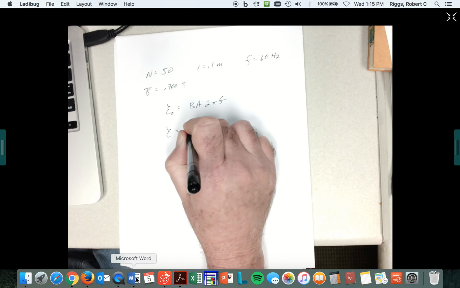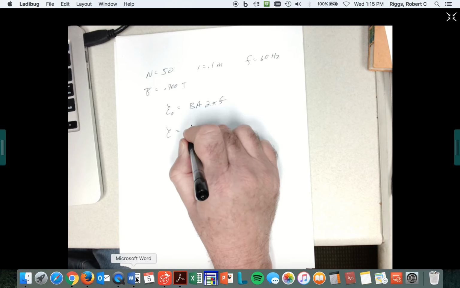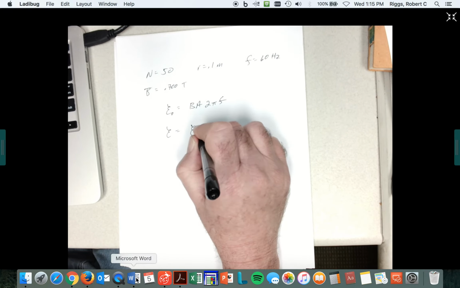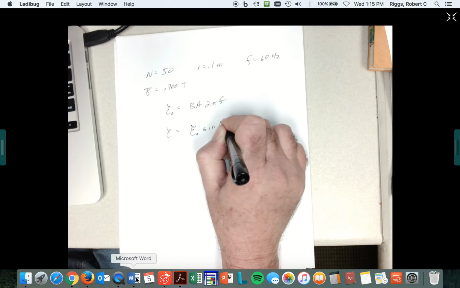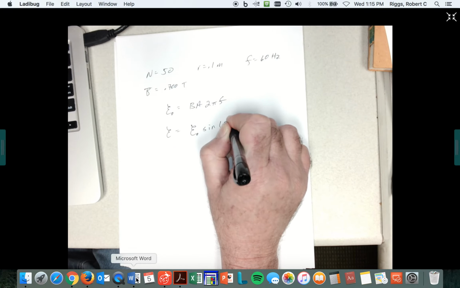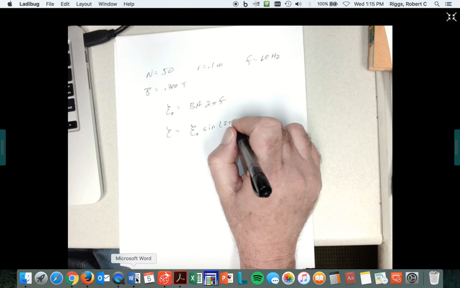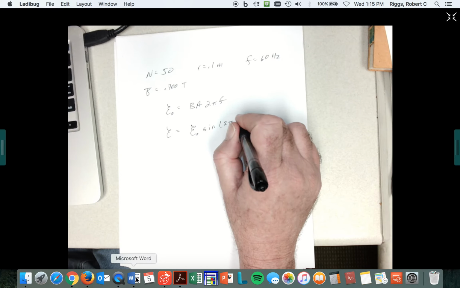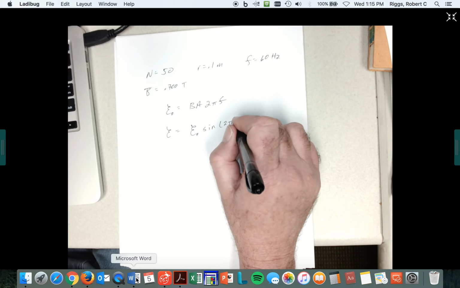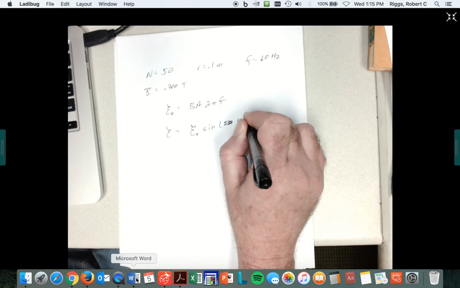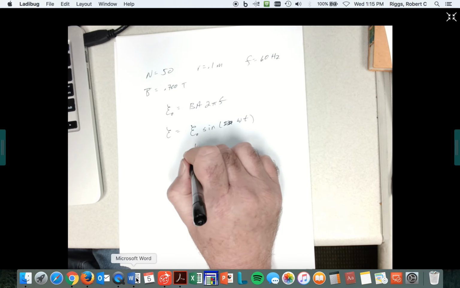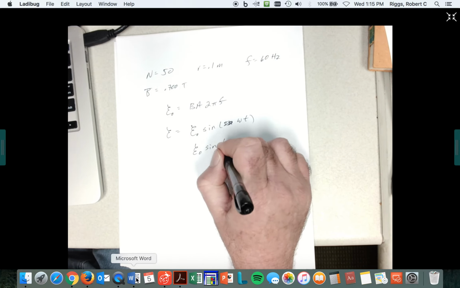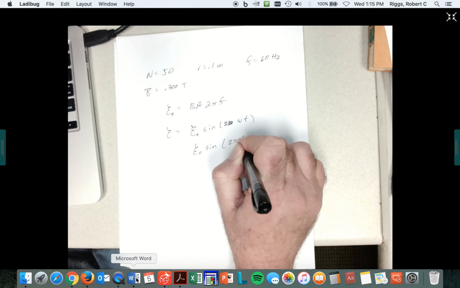And then the EMF at any juncture is equal to this maximum times the sine of omega times t. Well, I know that omega is 2 pi f. So in other words, we get, I'm sorry, I kind of ran into a little hiccup there. Sine of 2 pi times the frequency times t.